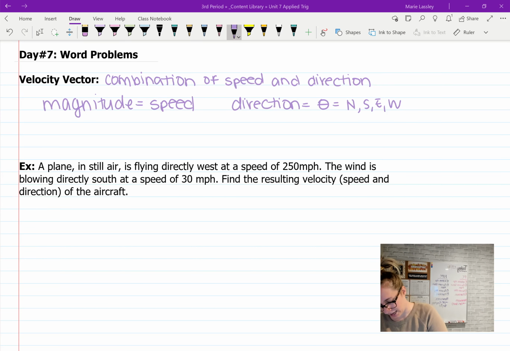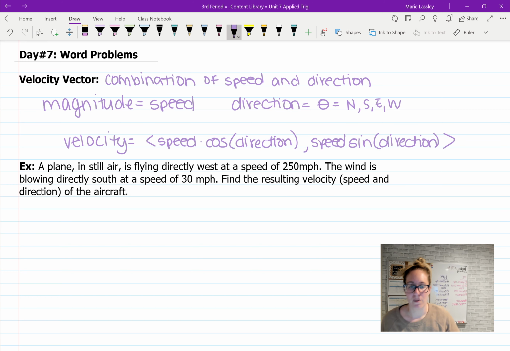And so your velocity vector has the same kind of component form that we would see for a general standard vector. But like I said, we're using the words speed and direction instead of magnitude and theta. So you're going to see it more like this: your speed times the cosine of your direction, comma, the speed times the sine of your direction, and then close the component form. But again, it's ultimately the same thing.